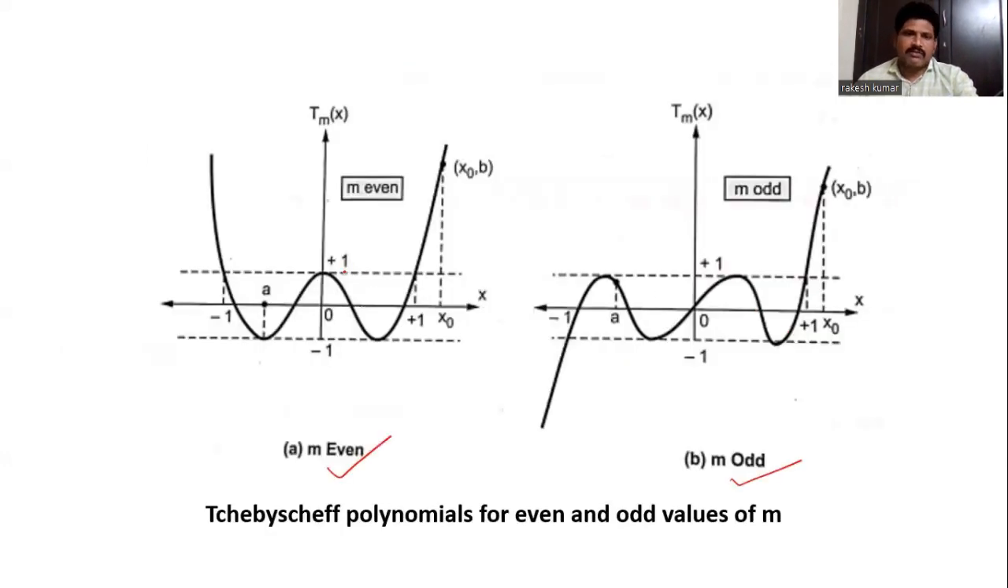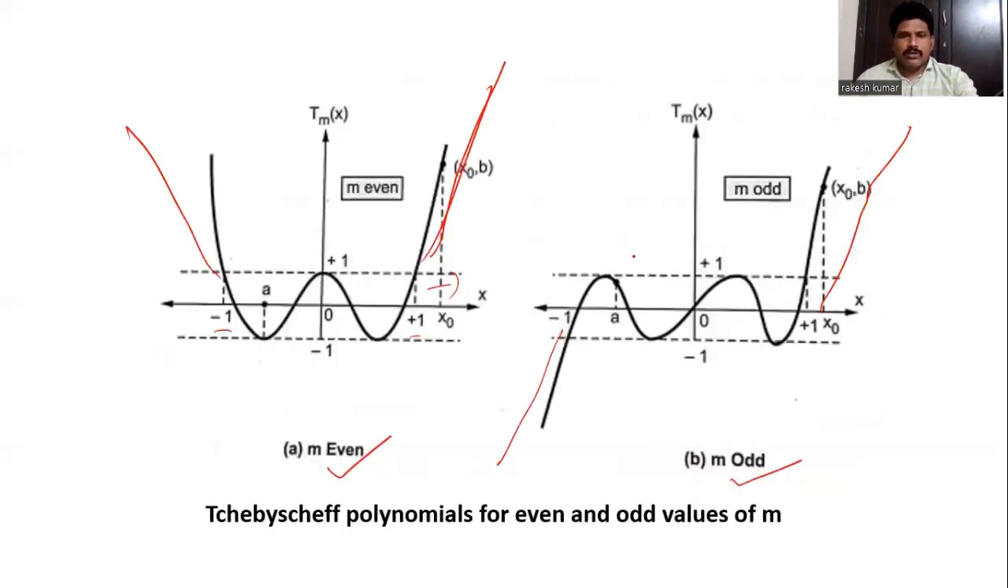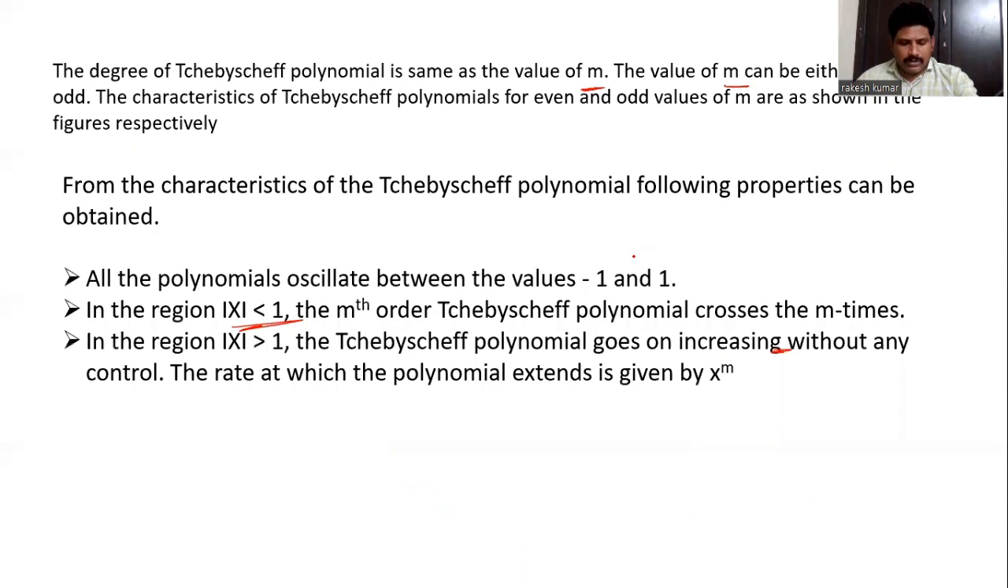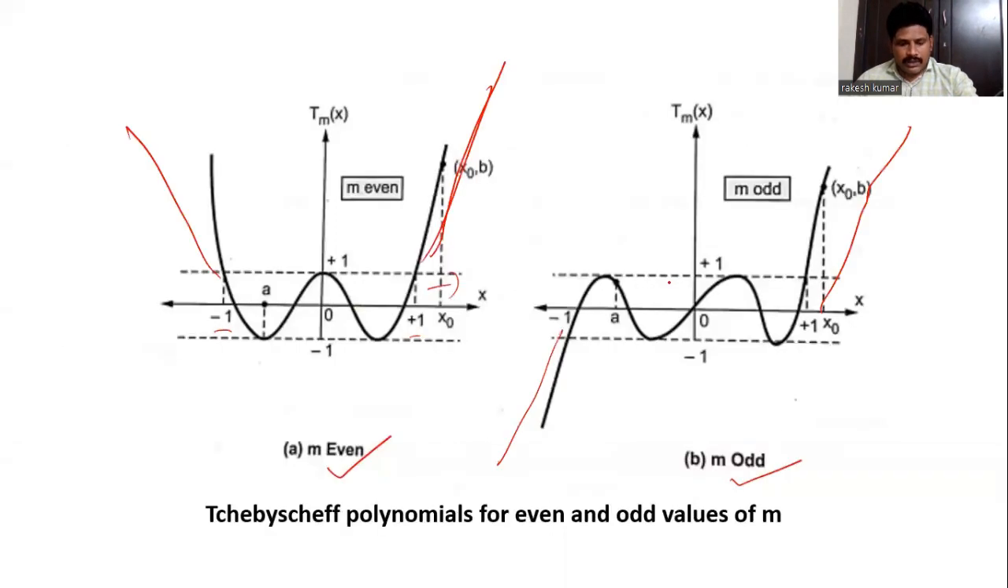So mod x less than 1 means here, in between this. Beyond 1, the Chebyshev polynomial increases without any control. Beyond -1 and +1, the Chebyshev polynomial increases without any control. So all the polynomials lie in between -1 and 1. Okay, so this is the thing.